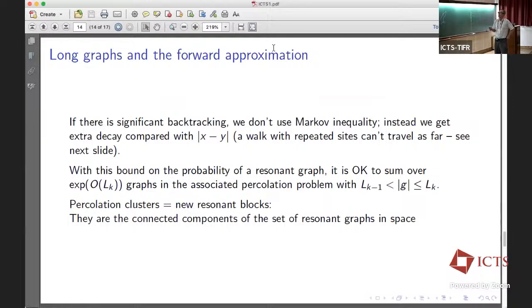This slide here is the answer to that question. If there is significant backtracking, we don't use the Markov inequality. Instead, we get extra decay compared with |x − y|. So a walk with repeated sites, as we saw here: once you start going side to side, or come back to where you were, obviously you can't get as far. So I'm going to sum over all these long graphs that have many backtracks, but they're all going to have extra exponential decay compared to the leading terms. They're going to behave like some j0 to a power of |x − y|, but that power is going to be greater than what I'm proving for the straight graphs using the Markov inequality. And that extra decay gives me a little wiggle room in the proof to say that these graphs are really not going to mess things up.